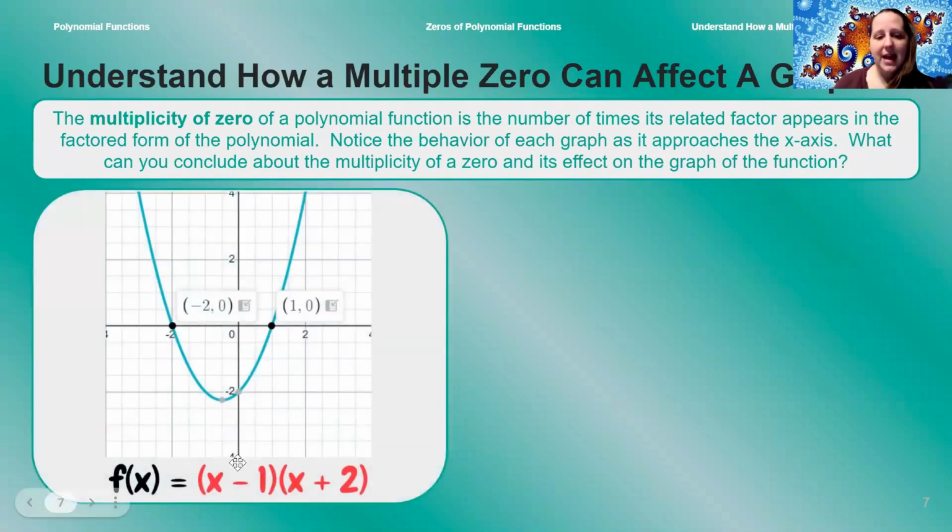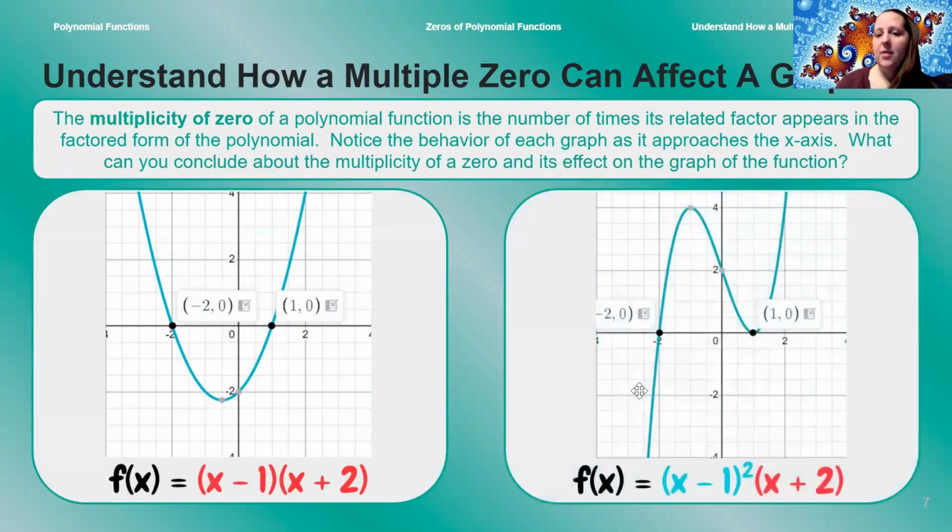So if I had something like x minus 1 times x plus 2, I have these zeros. Notice I have nothing that's doubled or raised to any power, and it's going to pass through the x-axis both times.